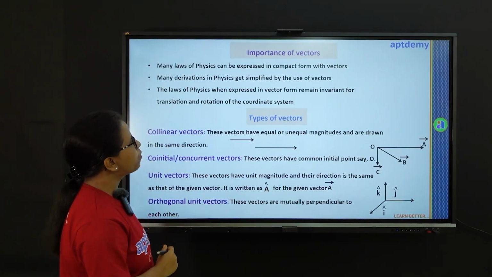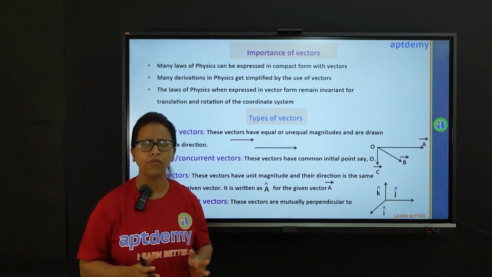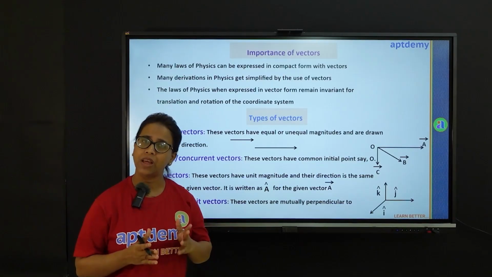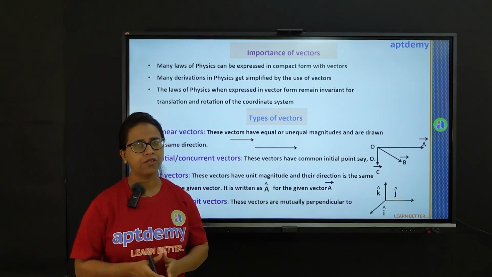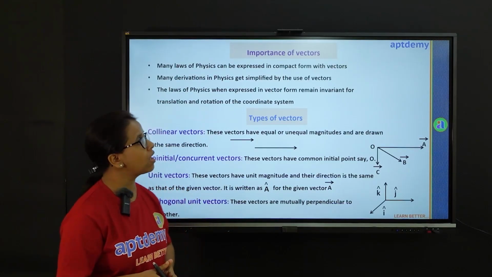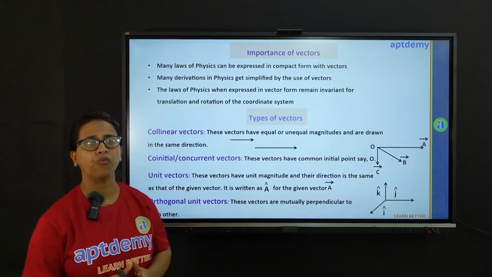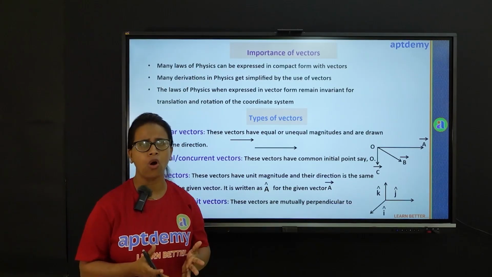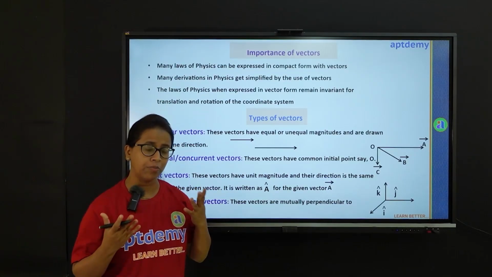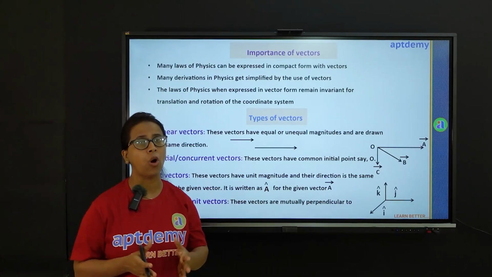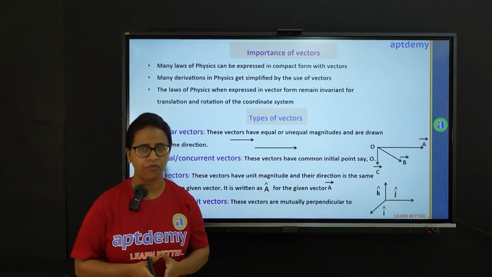Now, what is the importance of vectors? Vectors appear very complex looking. Then why are they important? There are many reasons for that. First of all, the laws of physics can be expressed in a compact form with the help of vectors. So talk about Coulomb's law, the law of gravitation, the Biot-Savart law, whatever. All laws can be expressed in a very compact form with the use of vectors.